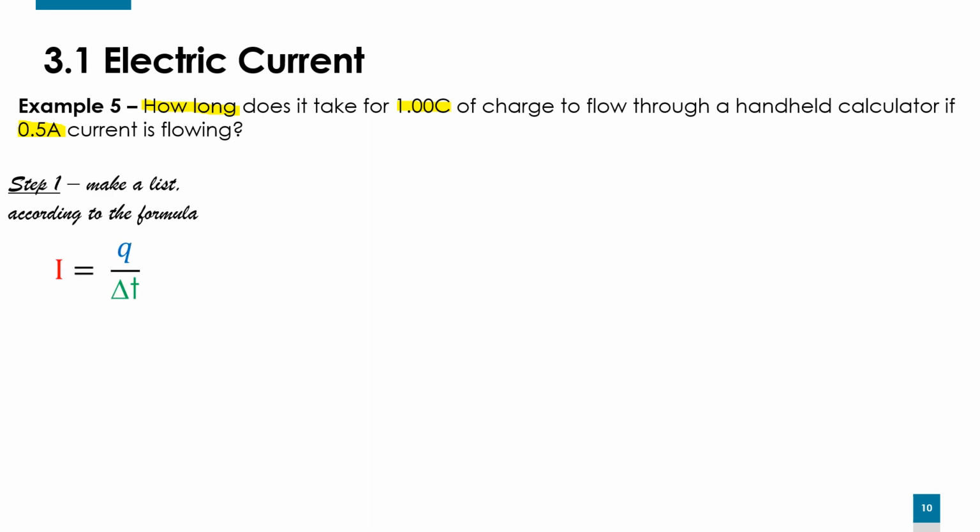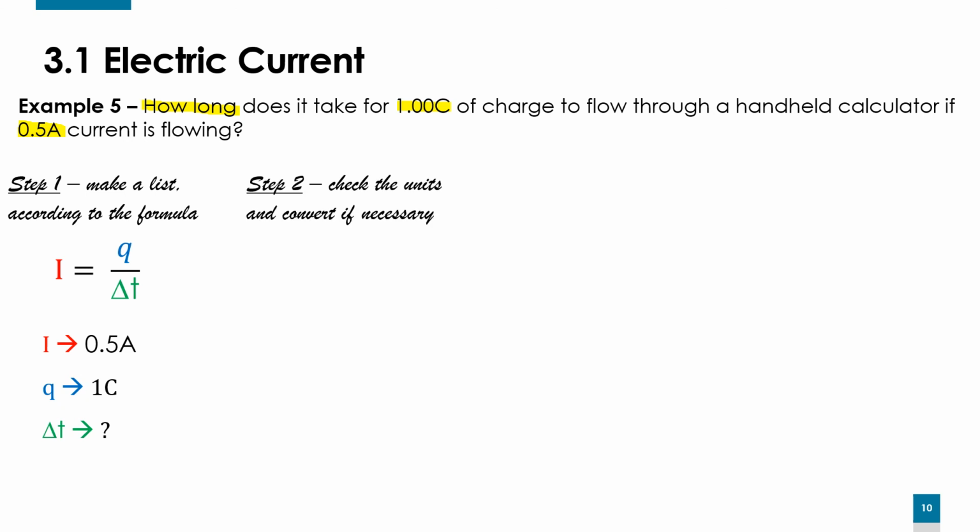Make a list. I equals Q over time. My I is 0.5. Current is the current, amperes. And my Q is 1 coulomb. And my time? I don't know. I need to calculate. Now let's check the units. Ampere, current is ampere. It's okay? Yeah. Coulomb for charge? Yes. So I don't need to convert. So my time automatically is going to be in seconds.